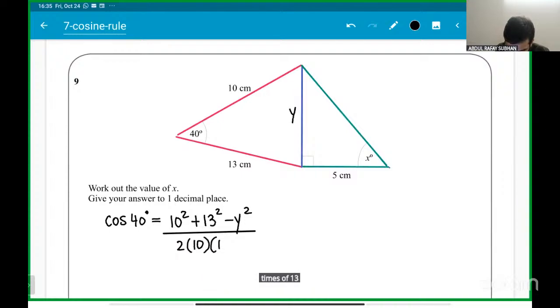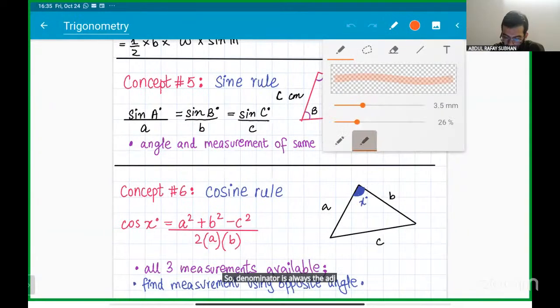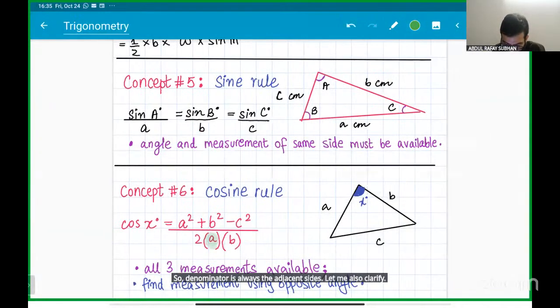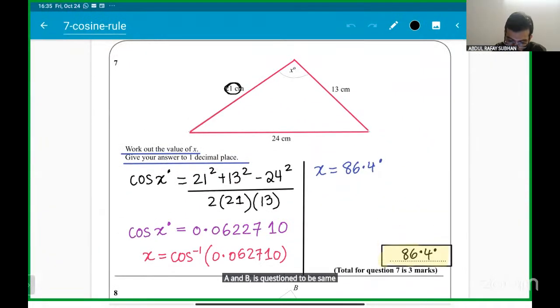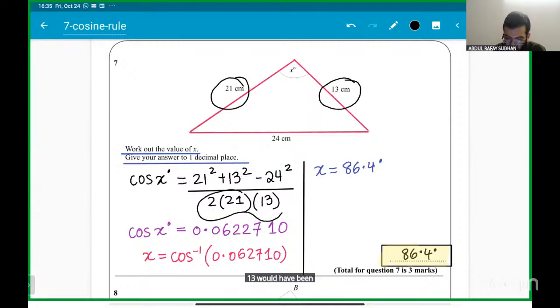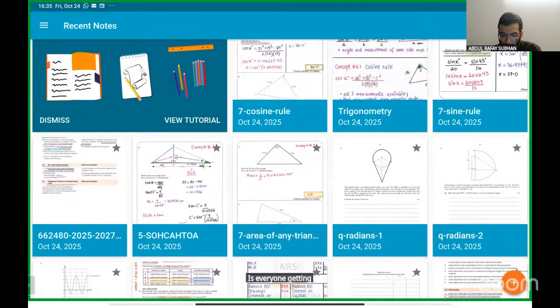Sorry, the denominator we didn't focus much on. The denominator is always the adjacent sides, the a and b values. We did the same in this question earlier: 21 and 13 would have been the denominator. That is basically the adjacent sides. People got it clear? Understood, students? Is everyone getting it? Following? Okay?